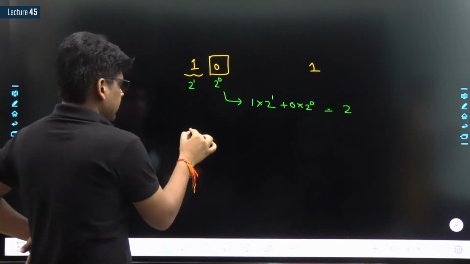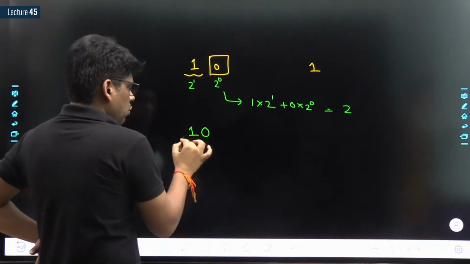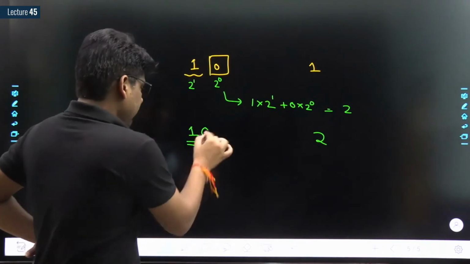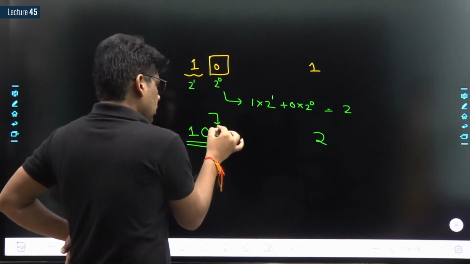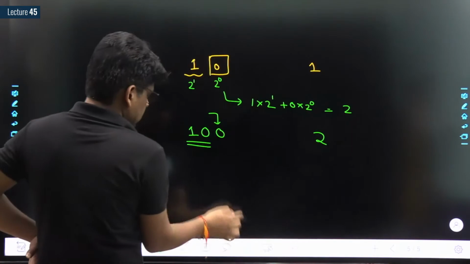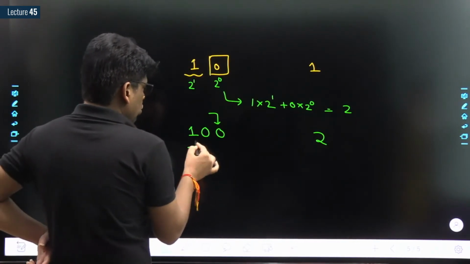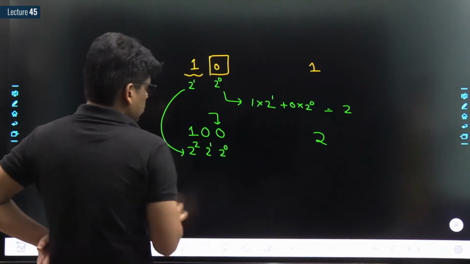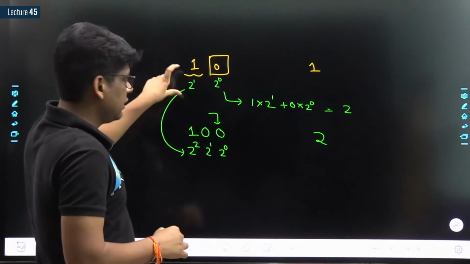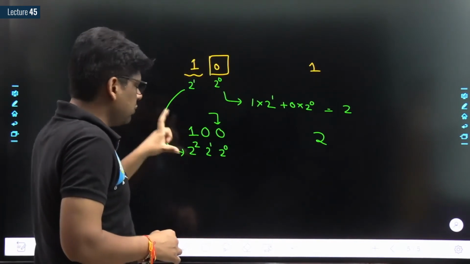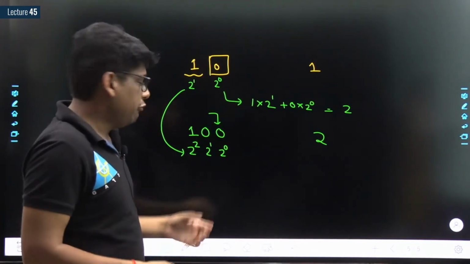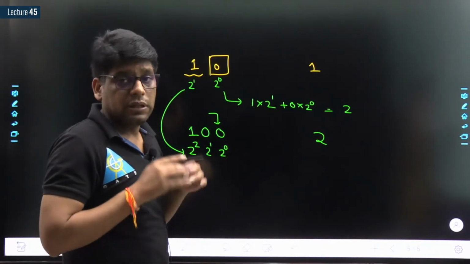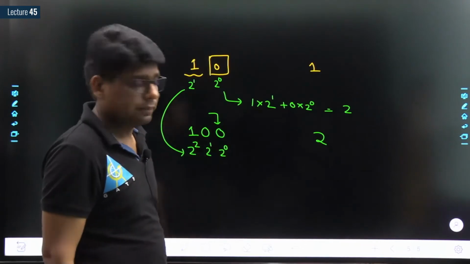Okay, sir. Now, what is the value of this binary number? It is 2. If I append another 0, let's see what the value becomes. It becomes 2 to the power 2, 2 to the power 1 and 2 to the power 0. Previously the 1 was contributing 2 to the power 1. Now, 1 is contributing 2 to the power 2. The contribution by every bit gets doubled.